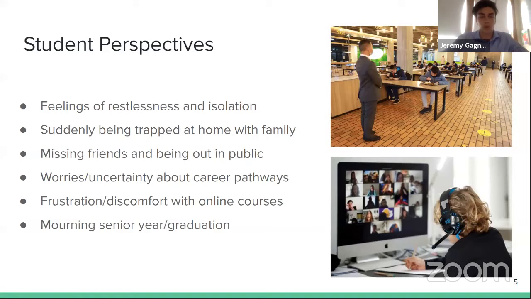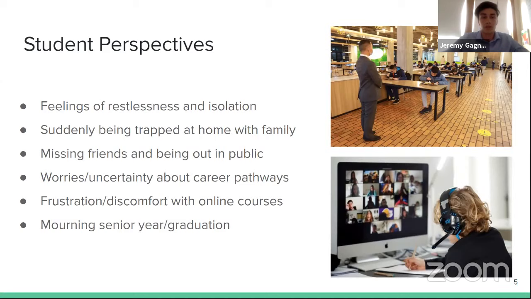Right, so obviously an overwhelming majority of our participants were students. And so through our interviews and some of our surveys, we noticed some overarching themes among a lot of our student participants. So these include obviously feeling restlessness and feelings of isolation. Obviously people are kept inside during these times. A lot of students reported that they were feeling uncomfortable because they had suddenly been trapped back at home. And a lot of students' families were adjusting to this, having more people back in their houses suddenly. Obviously a lot of students reported missing friends and being out in public.